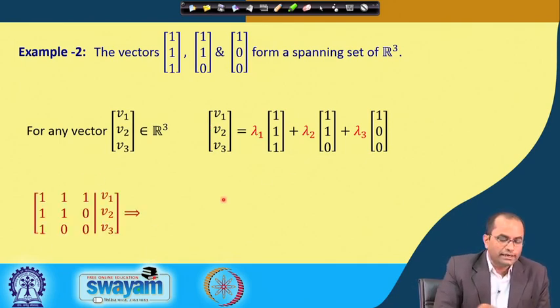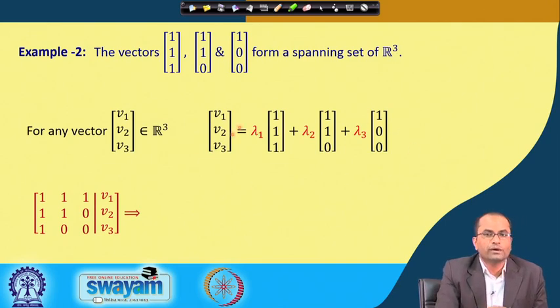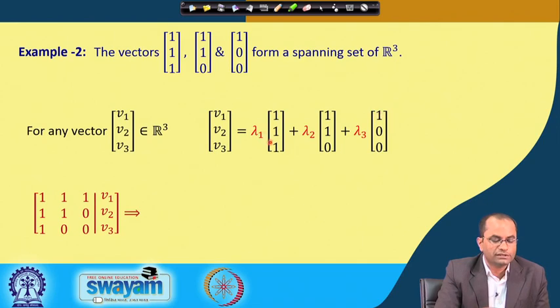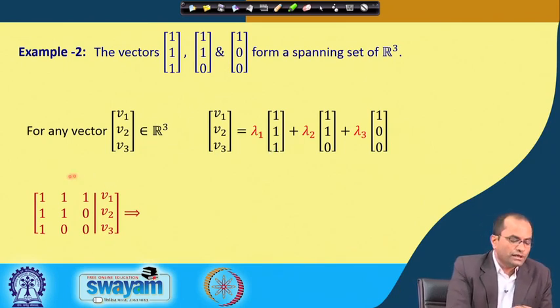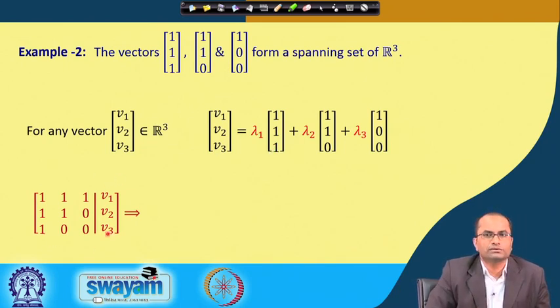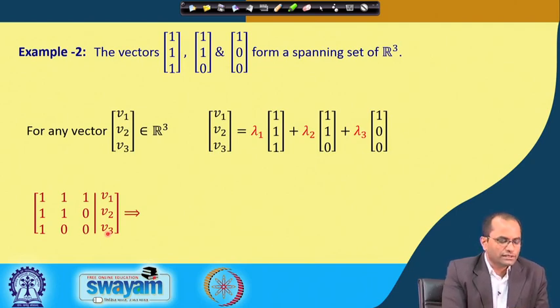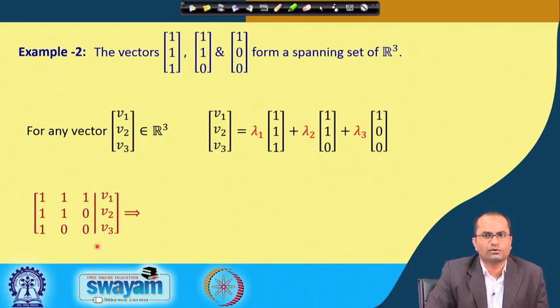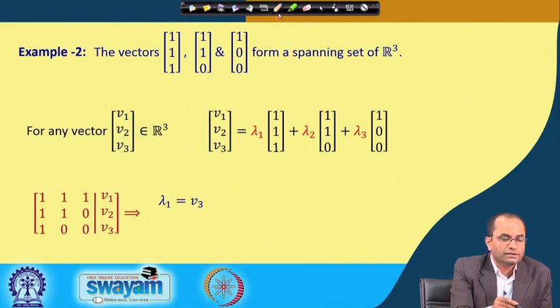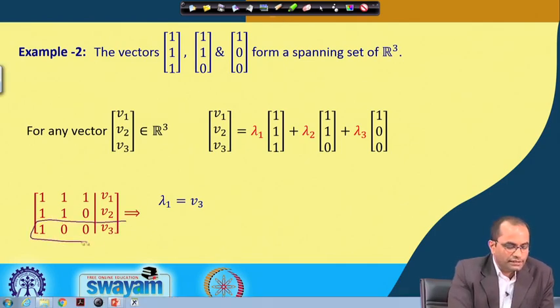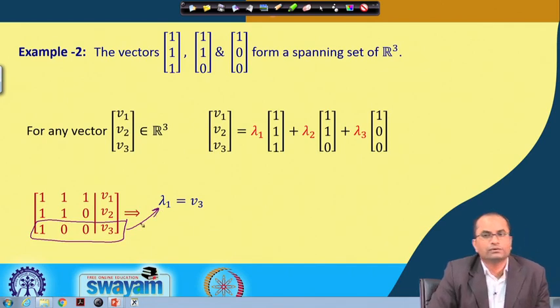So, what do we do? We will solve these 3 equations, the system of equations. The first equation is lambda 1 plus lambda 2 plus lambda 3, the second equation is lambda 1 plus lambda 2, third equation is just lambda 1 is equal to v 3. So, without reducing to the row reduced echelon form, we can directly solve this system. We do not have to do that, because the third equation tells that lambda 1 is equal to v 3. So, from here itself we get the direct answer that lambda 1 is equal to v 3.